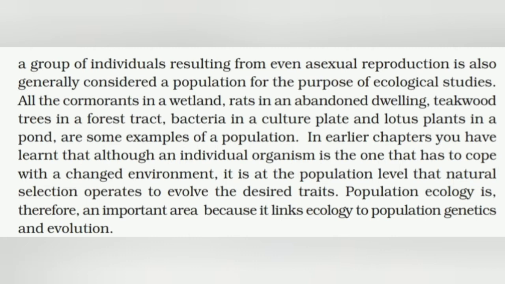All the cormorants in a wetland, rats in an abandoned dwelling, teakwood trees in a forest tract, bacteria in a culture plate, and lotus plants in a pond are some examples of population. Cormorants are a kind of birds.